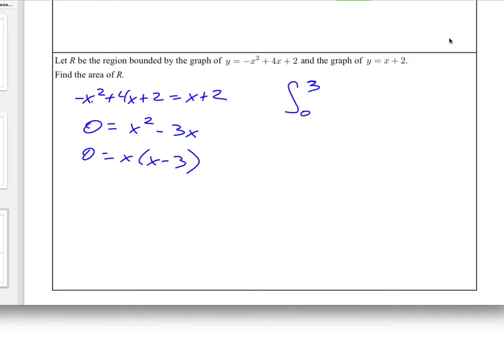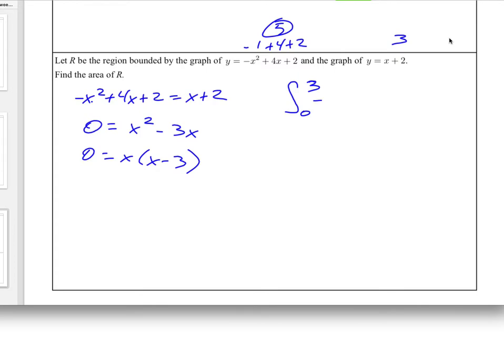So 0 to 3. What's the next thing I need to determine? Plug in the point on top. Which one's the top function and how do I do that? Again, plug a number in. What do you want to plug in? 1. So if I plug in 1 to this first one, I get negative 1 plus 4 plus 2. So the first one gives me 5. On the second one, if I plug in 1, that gives me 3. So which one's on top? The first one's on top.